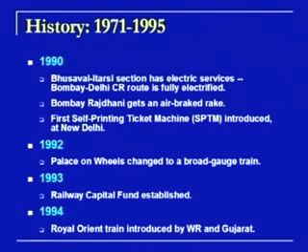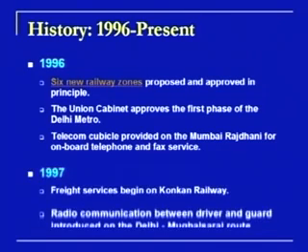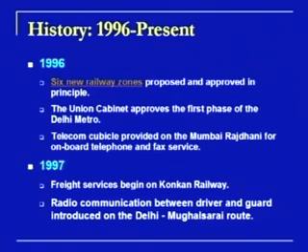Railway Capital Fund was established in 1993, and Royal Orient Train was introduced by Western Railway and Gujarat in 1994. That was from the tourist point of view. In 1996 further, there was a change in the zoning system and some more zones were created. The proposal of Delhi Metro got approval from the Union Cabinet again in 1996. The services of the freight movement in Konkan Railway started in 1997.